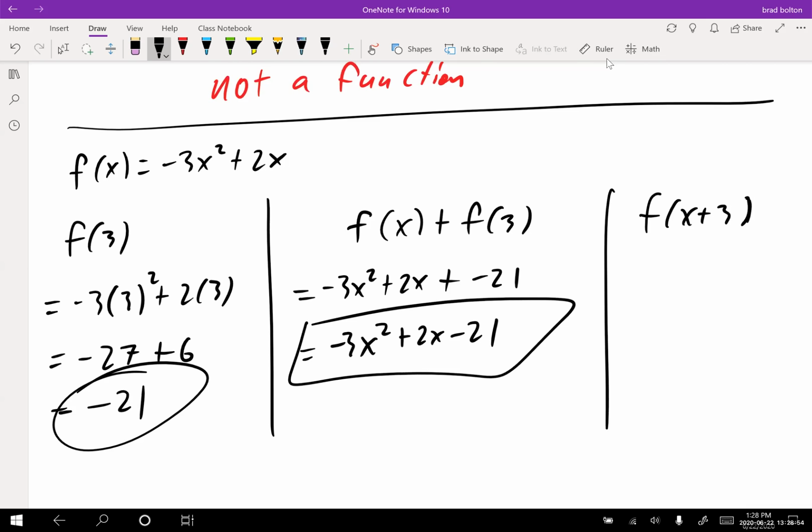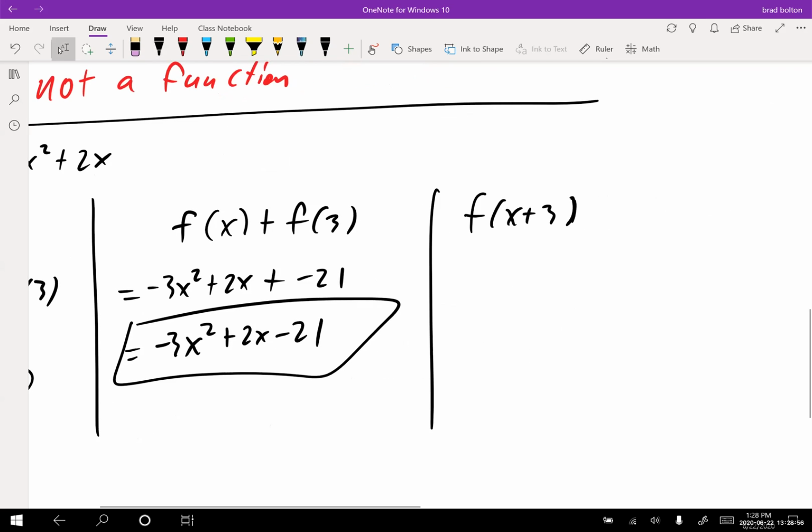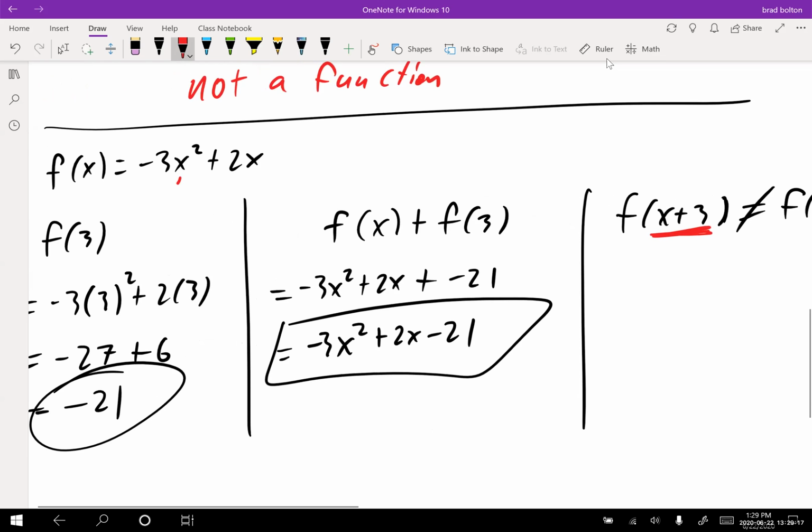No big deal. Now, f of x plus 3 is different than this. They are not the same thing. And I'll show you. So f of x plus 3 is not the same as f of x plus f of 3. So you can't distribute the function like this. And I'll show you why not. So f of x plus 3 means that you literally take x plus 3 and you plug it in here for x and here for x.